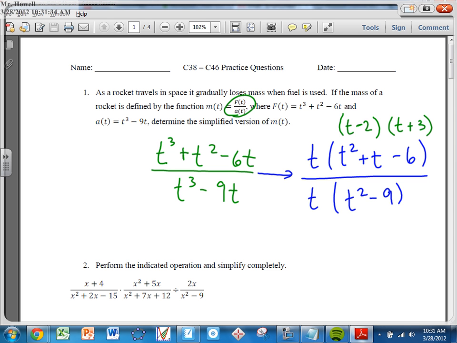Remember, this is a positive 1 here in the middle, really. 3 and negative 2 gives me this positive 1 that's right here. That's the part that's tricky. There is a 1 there. 3 times negative 2 gives me the negative 6 in the denominator. So the top is done. Sorry, I'm just going to cross that out because I factored it.